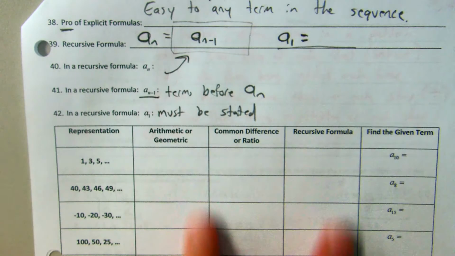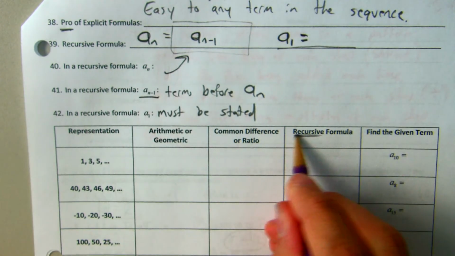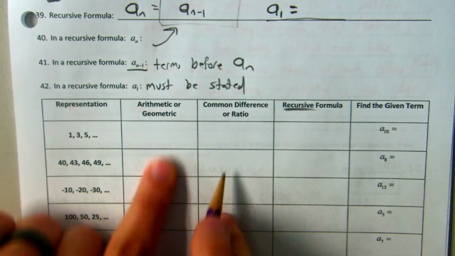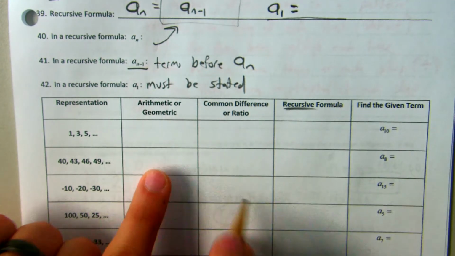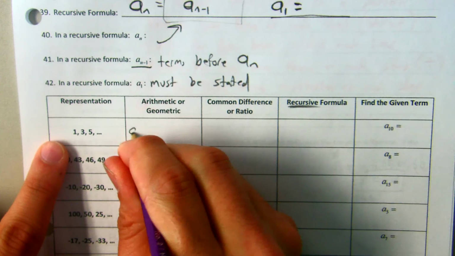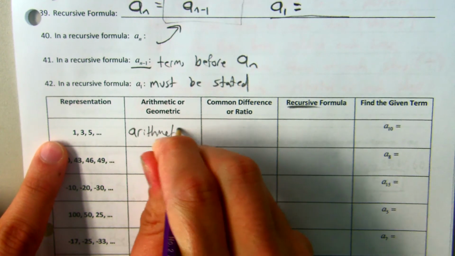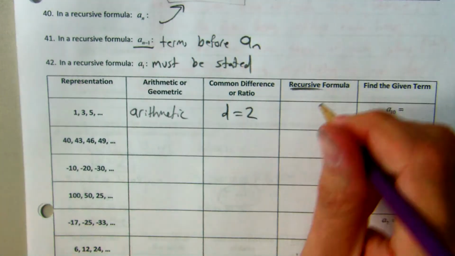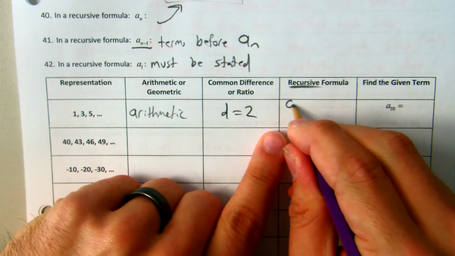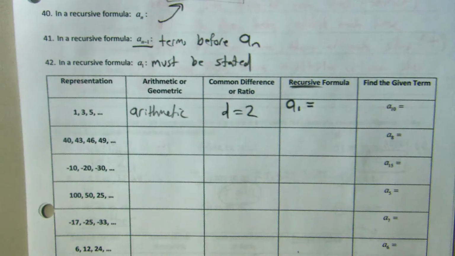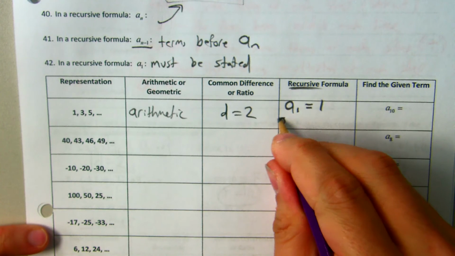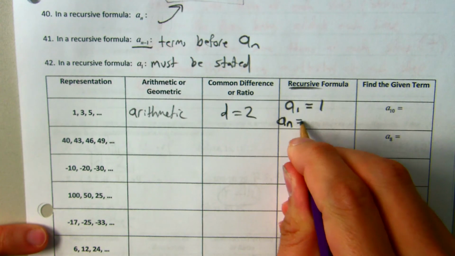Okay, so this looks the same as the front page, but now it doesn't say explicit formula, it says recursive. So you're still going to do this, you're still going to think about these things even if it doesn't ask you to write them down. Looks like it's adding 2 each time, so we need to identify this as arithmetic. Makes the common difference be 2. And for recursive formula, again, you have to state what the first term is. That's half of the formula. A sub 1 is 1. And then the rest of it is a sub n equals.